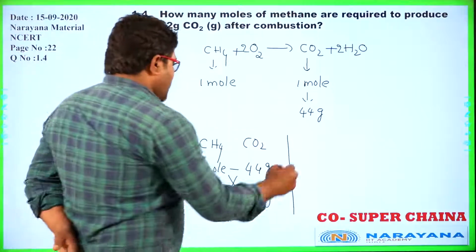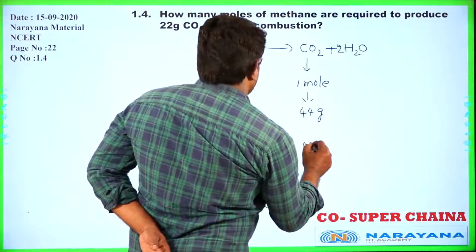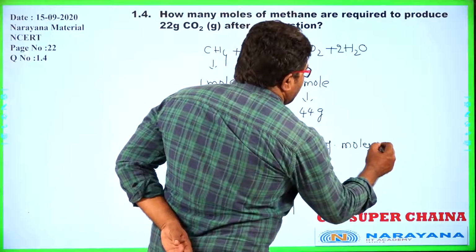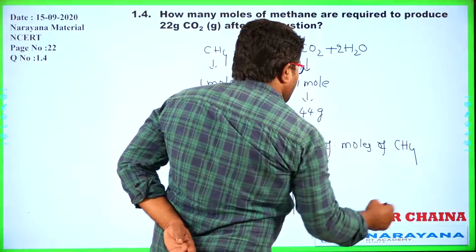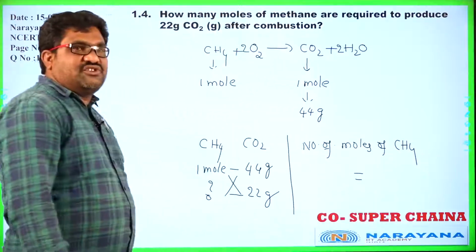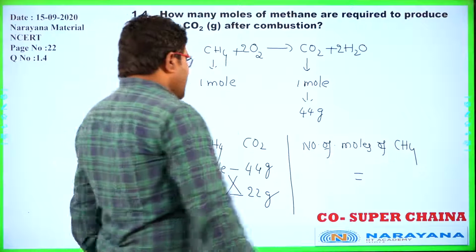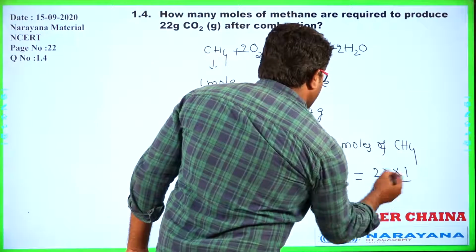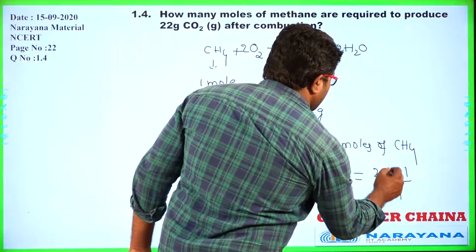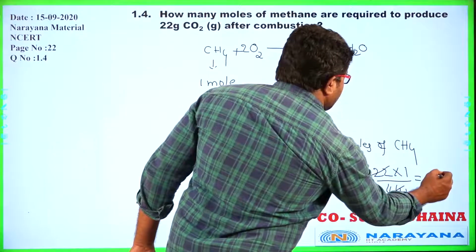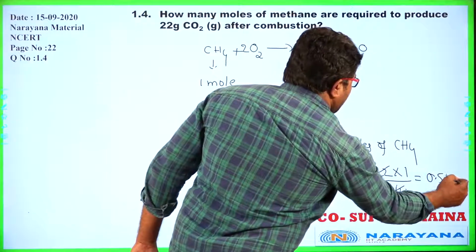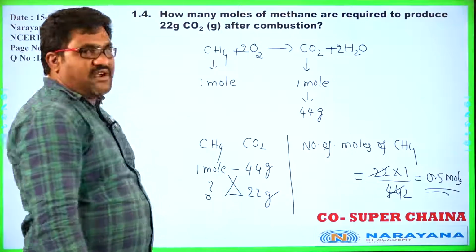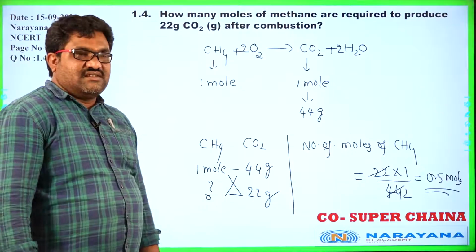The number of moles of methane undergoing combustion to produce 22 grams of carbon dioxide is 22 into 1 divided by 44. 2 times 1 by 2, that is equal to 0.5 moles required. So how many moles are required? 0.5.